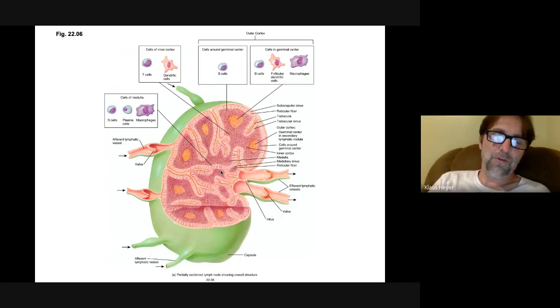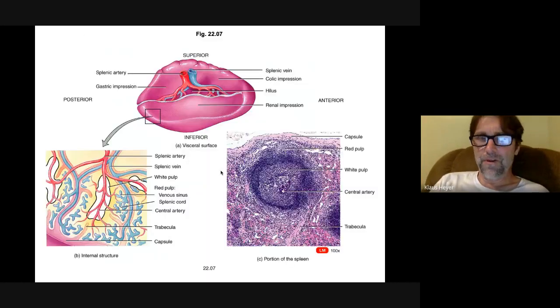You don't have to know the parts. That's more of a lab type of thing. Same thing with the spleen.